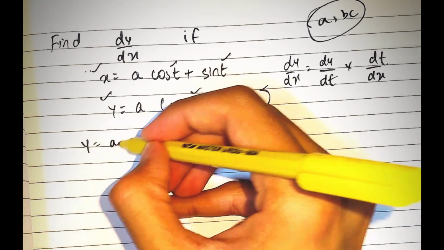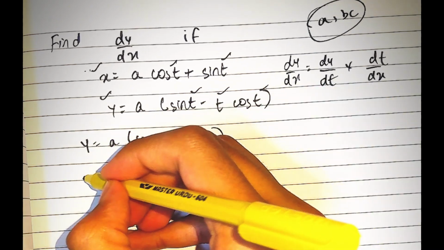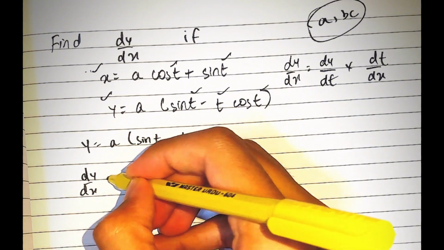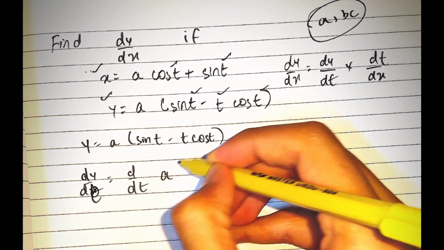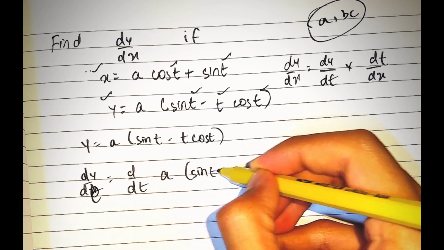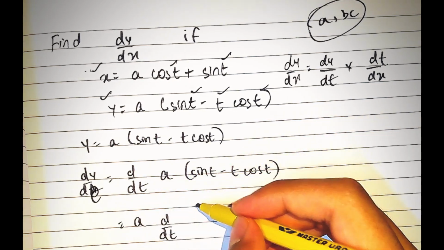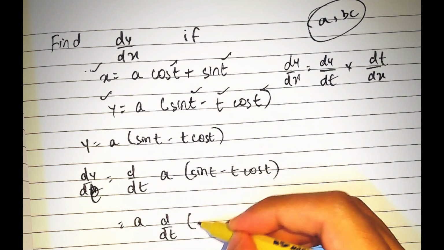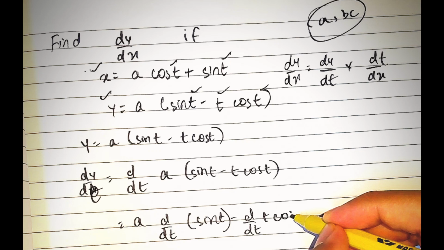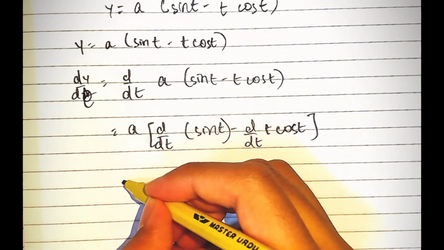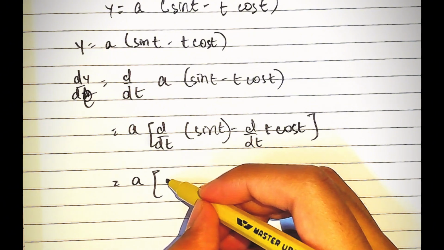So how can we do this? First of all, let's take into consideration this y equation. We can apply differentials on both sides of the equation. dy by dt is d by dt of a sin t minus t cos t. a is the constant, so it would be separated, then we are left with d by dt sin t. We can separate the differentials on both of these terms, and these are under a bracket. So a, and we can see that the derivative of sin t is actually cos t.